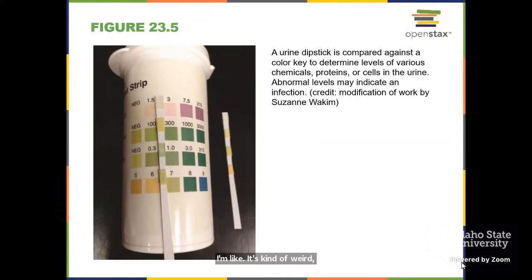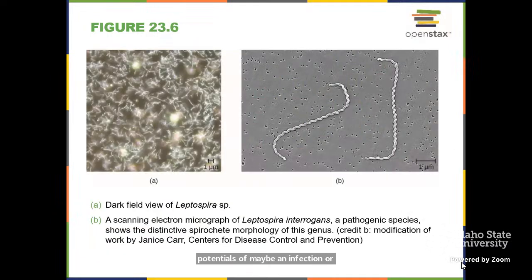So this gives you all sorts of details about specifics that might be within the urine: chemicals and proteins, cells, abnormal things. And this is kind of like some pH paper as we match it up as we move around the bottle to try to see where we fit. Gives us some details about potentials of maybe an infection or other situations.